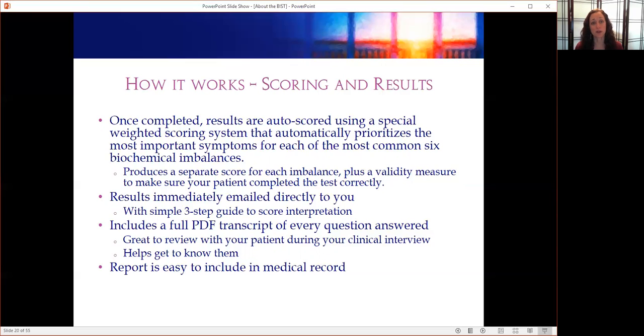It also includes a full PDF transcript of every question that was answered by your patient and how they answered it. So this is great to review with your patient during your initial clinical interview or your follow-up interviews, and it actually helps you get to know them. It's kind of a fun little tool that way. And the report is easy to include in your medical record. So you can attach the PDF to an EMR, you can print it out, whatever works for the system that you've got.